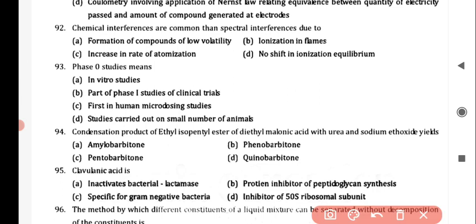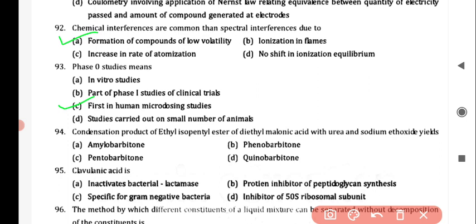Next question is, chemical interferences are more common than spectral interferences due to, and the correct answer is option A, due to the formation of compounds of low volatility. Next question is, phase 0 studies means, and the correct answer is option C, first in human microdosing studies.